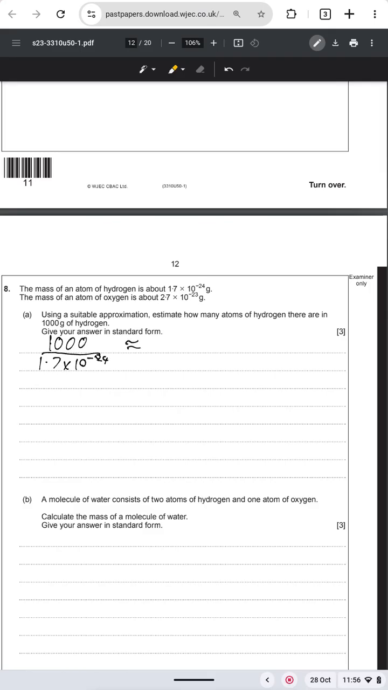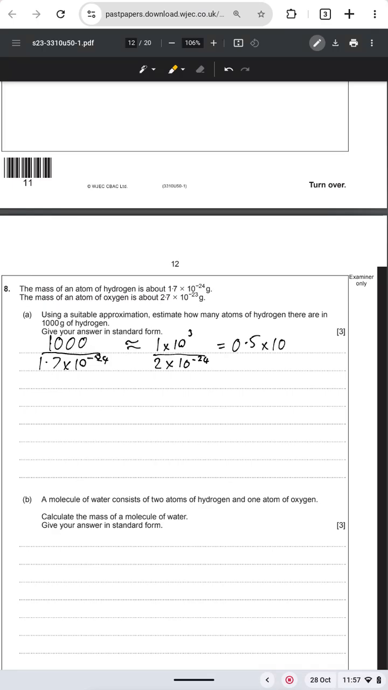And trying to divide 1,000 by 1.7 is going to be tricky. So what I'm going to do is use my ability to do the approximation. So I'm going to write, first of all, 1,000 as 10 to the 3, so I put it into standard form. And I'm going to round that 1.7 up to 2. So this will leave me a half. So 1 divided by 2 is a half. So I'm going to write that as 0.5 times 10.